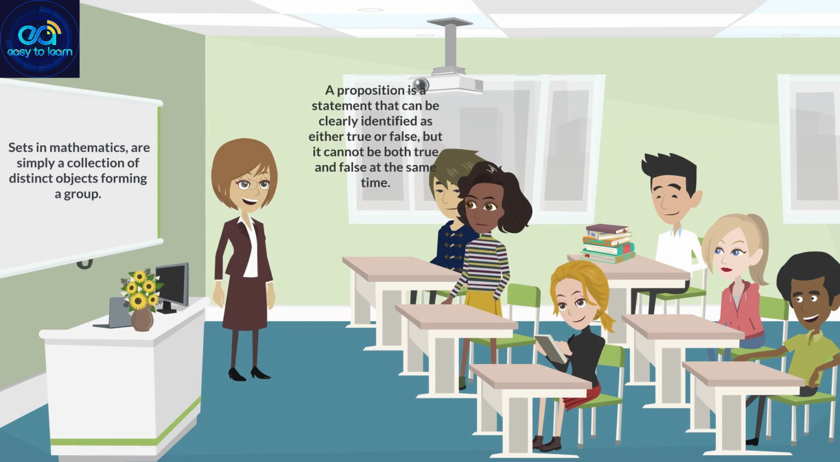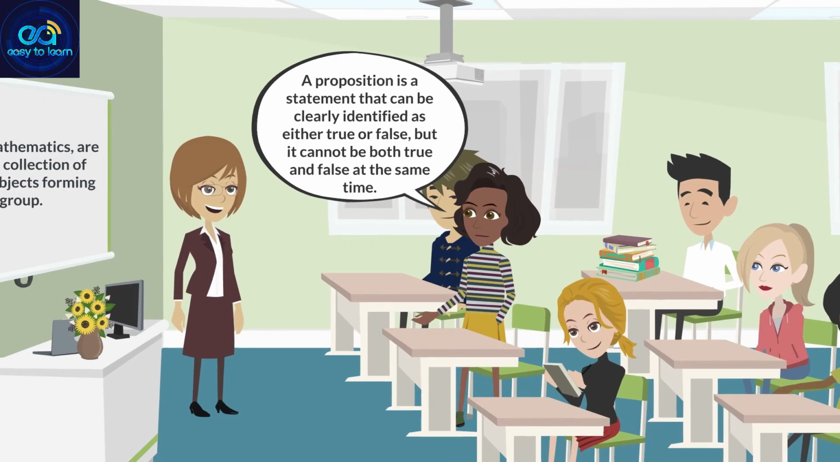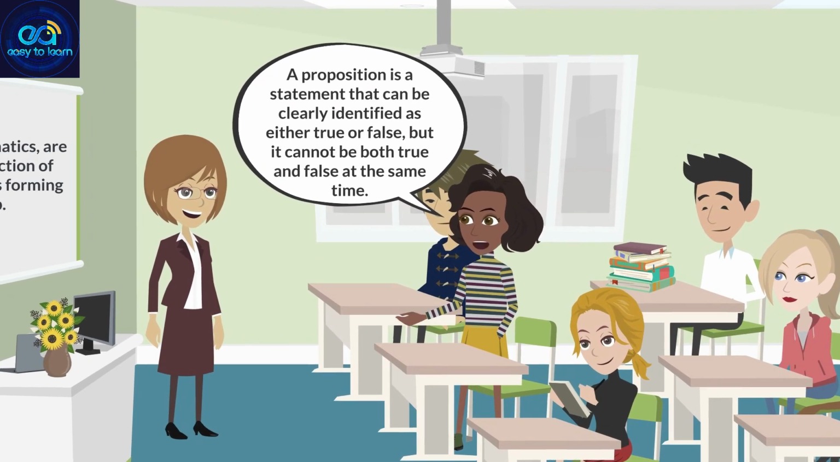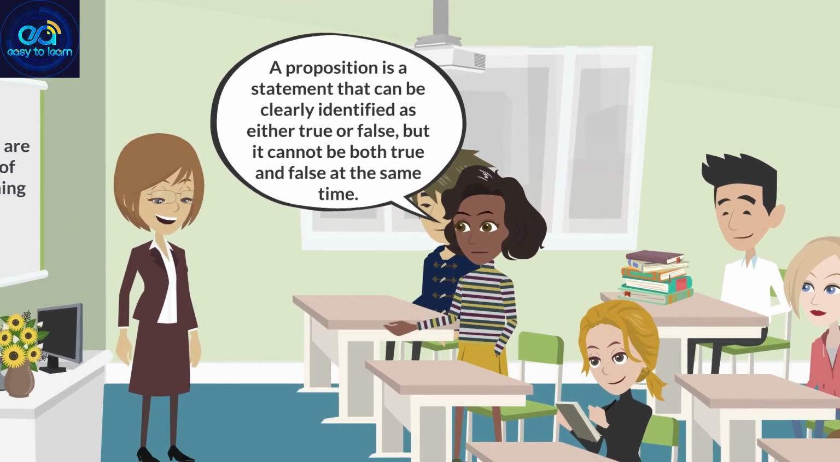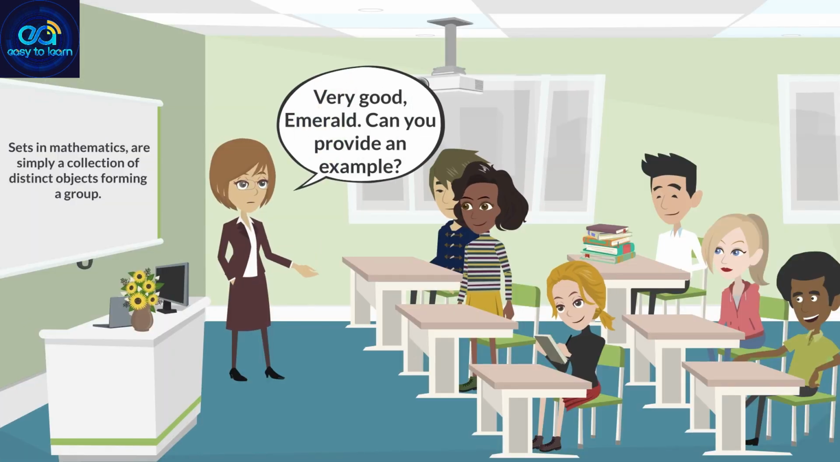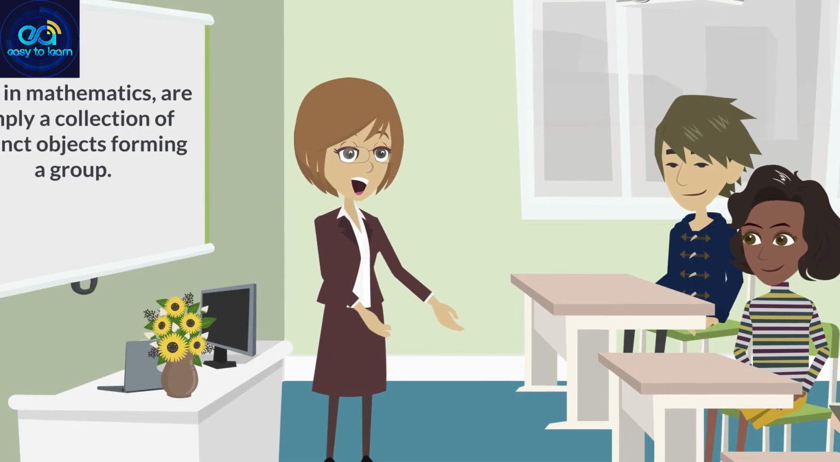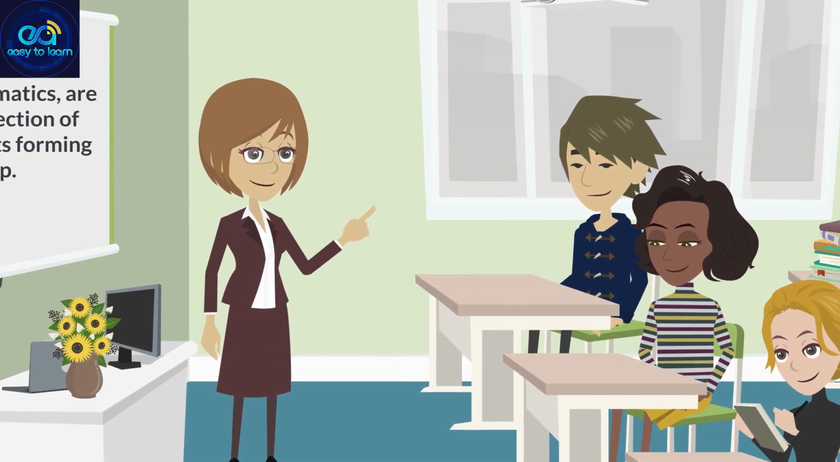Yeah, Emerald. A proposition is a statement that can be clearly identified as either true or false, but it cannot be both true and false at the same time. Very good, Emerald. Can you provide an example? For example, France won the 2018 World Cup. This is a true proposition.